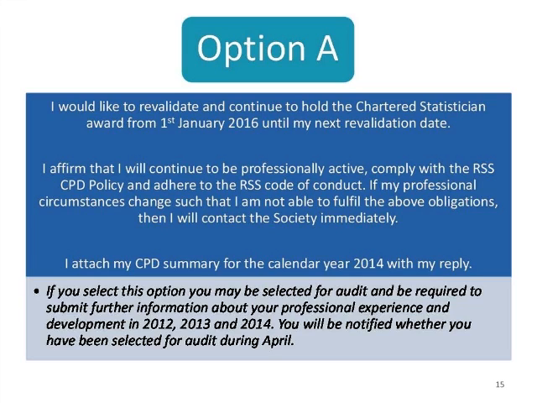So slide 15 describes option A. And there are 3 parts to this option, and I'll just read through those 3 statements. So the first is, I would like to revalidate and continue to hold the Charter Statistician Award from the 1st of January 2016 until my next revalidation date. Then the second statement, which is the declaration: I affirm that I will continue to be professionally active, comply with the RSS CPD policy, and adhere to the RSS Code of Conduct. And if my professional circumstances change, such that I'm not able to fulfill these obligations, then I will contact the Society immediately. So the declaration has 4 points to it then: being professionally active, complying with the CPD policy, adhering to the Code of Conduct, and a commitment to let the Society know should the circumstances change.